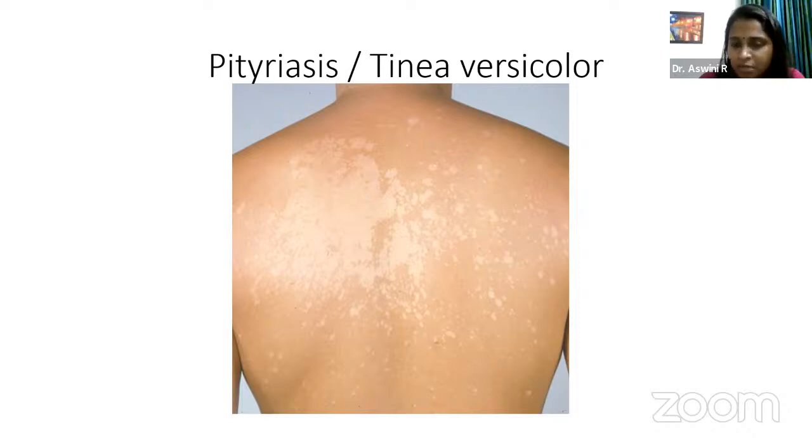So you see asymptomatic hypopigmented macules. One thing you can see is multiple macules which coalesce together, and when they coalesce, they have a polycyclic border. I think you can see in the picture, there will be a polycyclic border in the periphery. And this can be easily treated with antifungals.